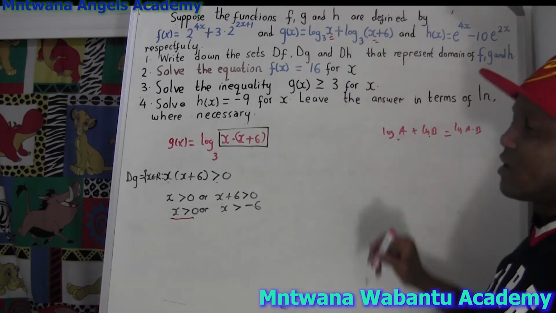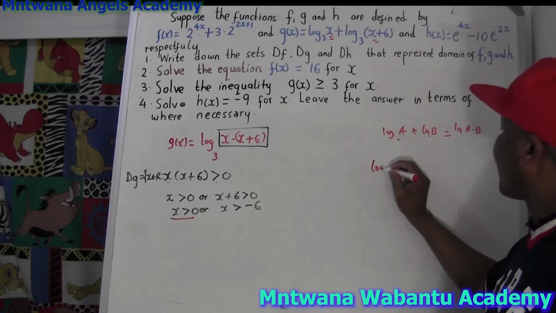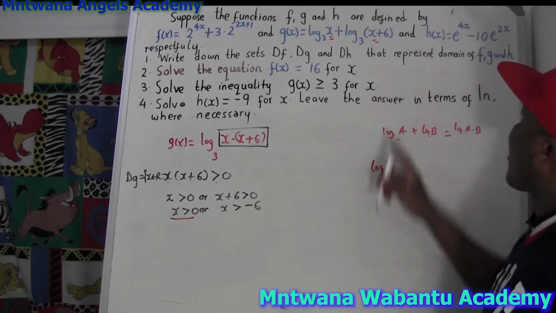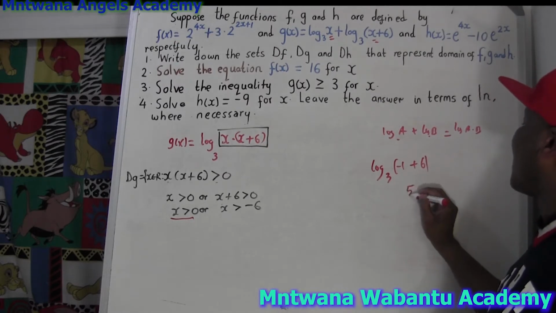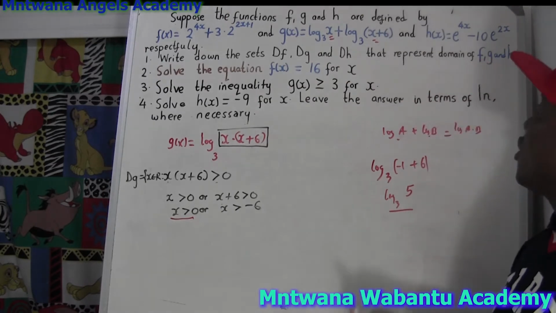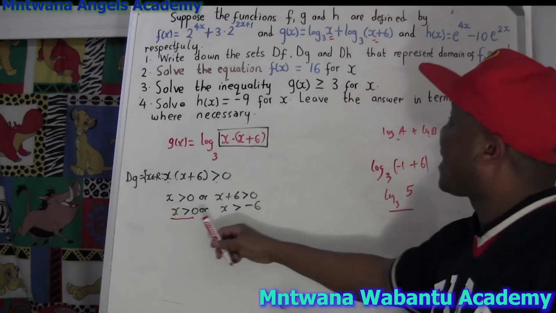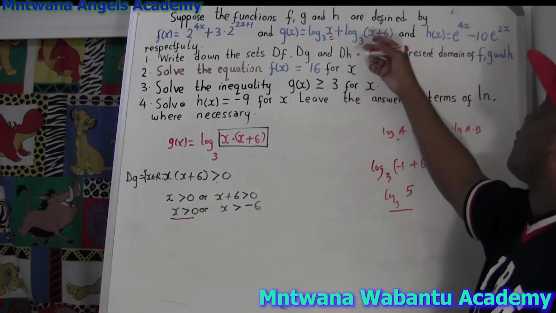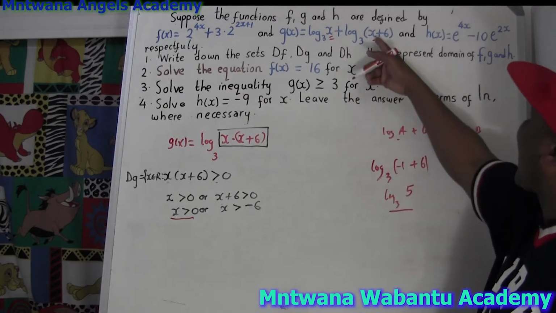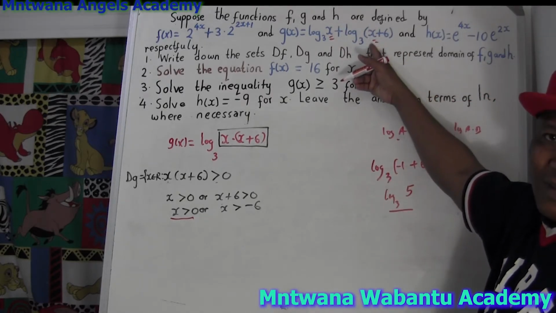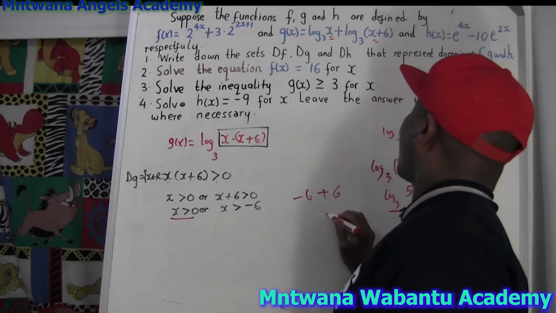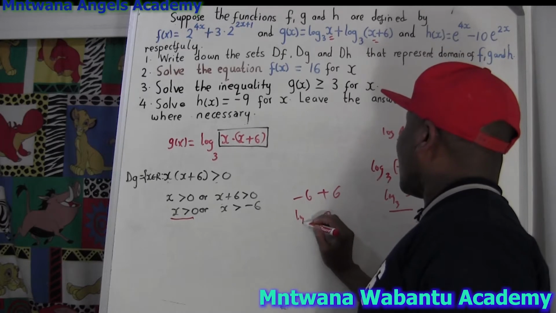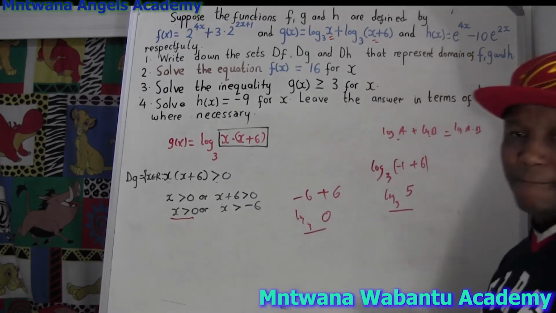What if I put negative 1? Even negative 1 is going to work, because if I say log base 3 of negative 1 plus 6, you see, this is going to give us a positive number, which is log of 5, which is going to work. So it's not true that it has to be only greater than 0 for this case. Even if I put negative 4, it's going to work. But if I put negative 6, it's going to be a problem, because negative 6 plus 6 gives us 0, and log of 0 is undefined.